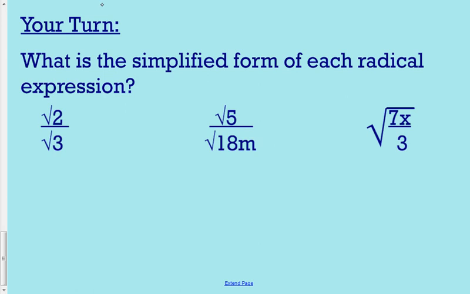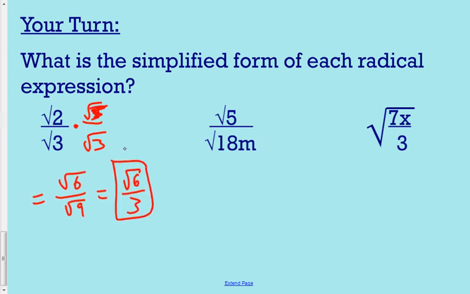Okay? Similar to the last one, we're going to get rid of the denominator. So we have to multiply it by the square root of 3. Because the square root of 3 times the square root of 3 is going to make it square root of 9. So if we do that on the top and the bottom. Oops, sorry, 3 is under there. You end up getting square root of 6 over the square root of 9, and that equals the square root of 6 over 3. Now that is reduced, and there is no radical in the denominator.